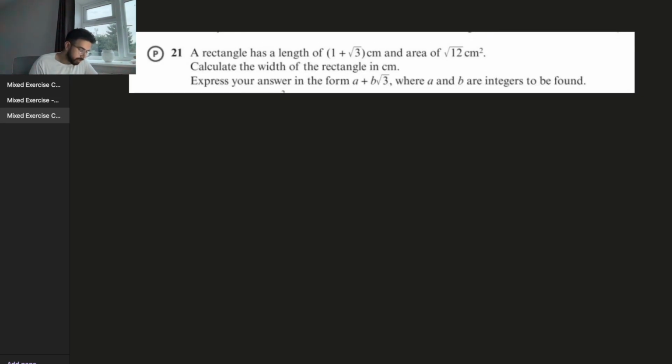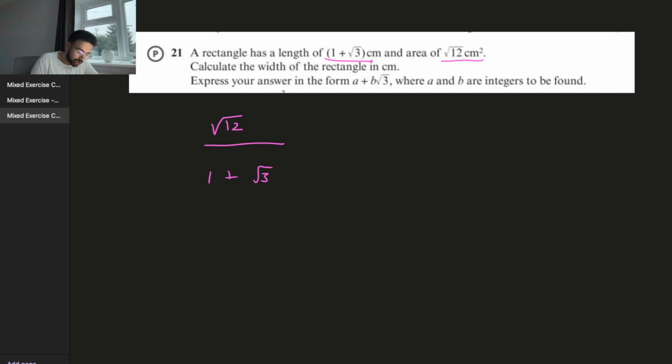For question number 21, we've got a rectangle that has a length of 1 plus root 3 centimeters and an area of root 12 centimeters squared. So calculate the width of the rectangle. Well, over here, I'm simply going to do root 12, because it's the area, divided by 1 plus root 3. Oh no, I have a surd on the denominator.